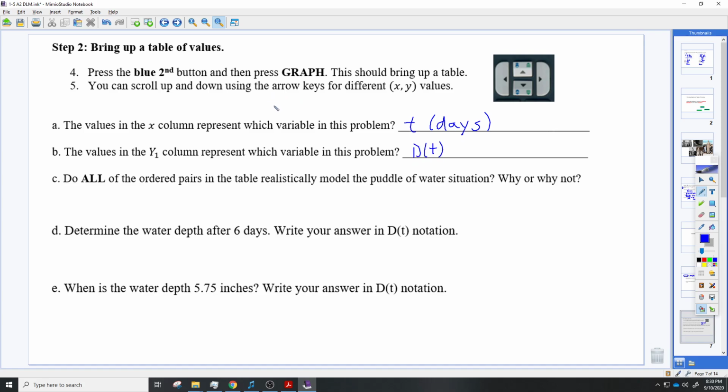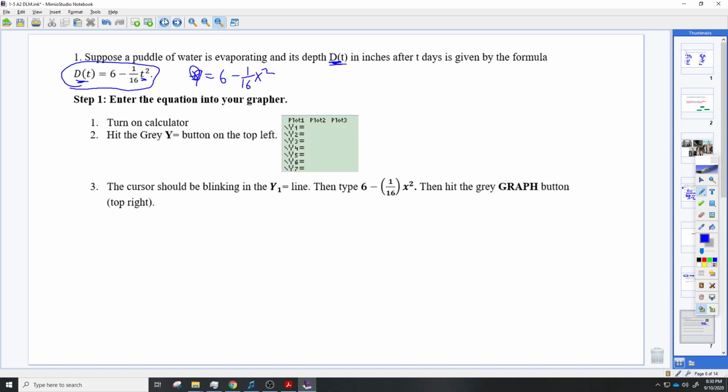And what are we measuring? Well, we're measuring the time in days, and we're also measuring the depth. And that is in inches, right? So depth, d of t in inches, and after t days.